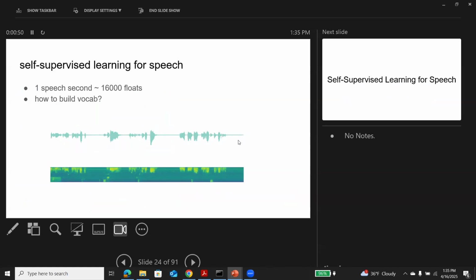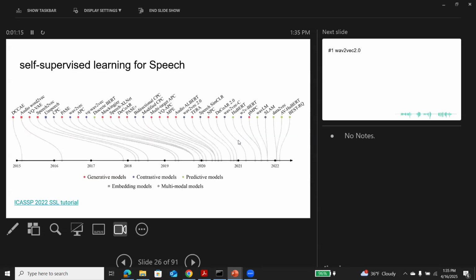Our goal is to represent raw audio with vector embeddings instead of a spectrogram. But the problem is we don't have a vocabulary. Like in language, we have a vocabulary, we have tokens. So the first approach here, let's look first at the taxonomy of these models.